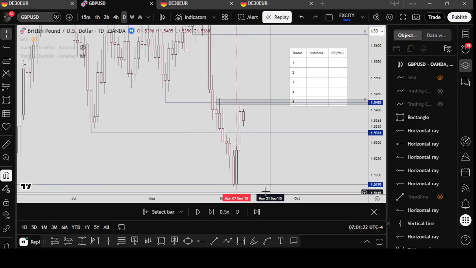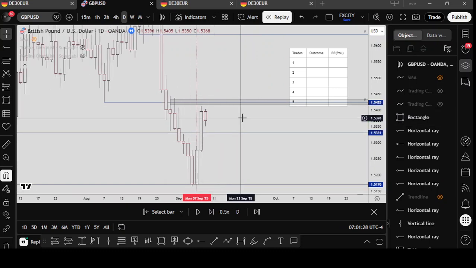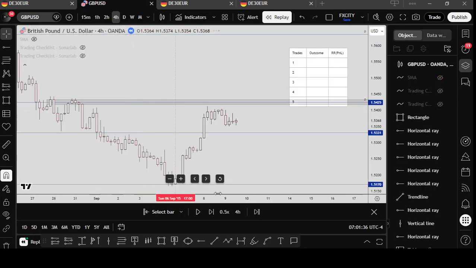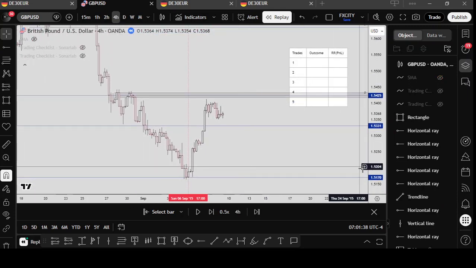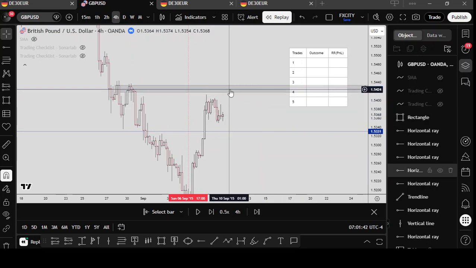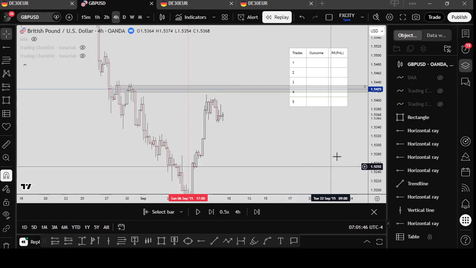So end of the day there, and we didn't get into the level we're looking for price to get into. So we still watch price for the next day and see what happens. So on to the next day, we are still looking for price to get into that level before we can start to sell. And this level right here is no longer valid at all for us.